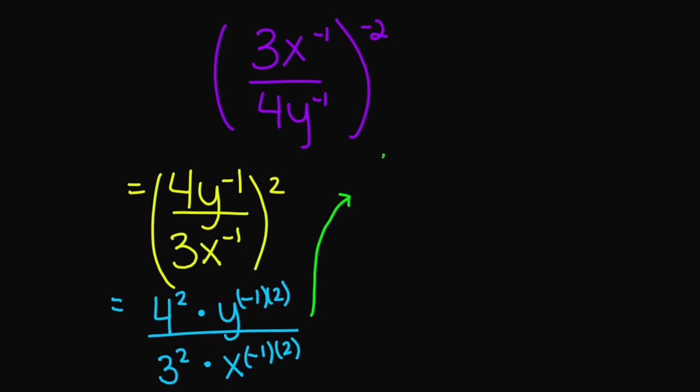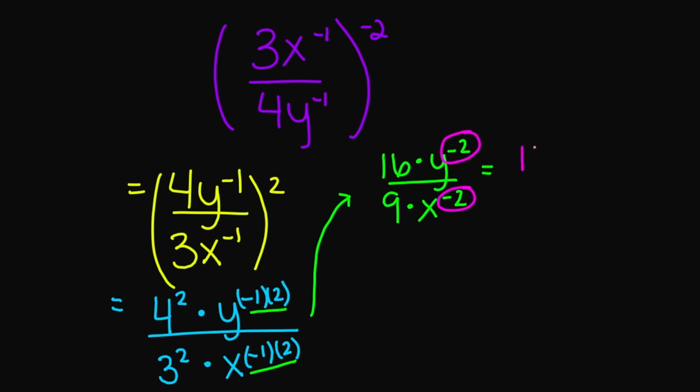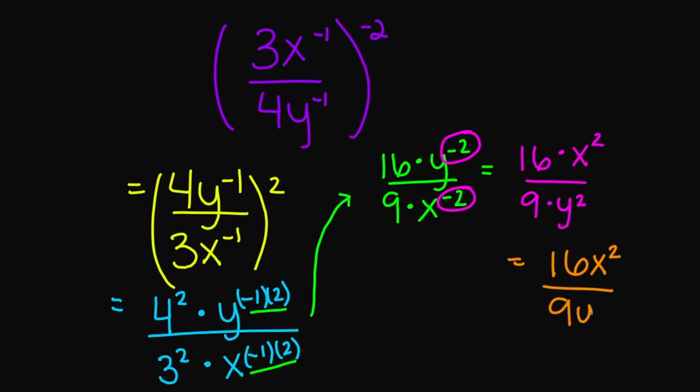4 squared is going to give me 16 times y to the negative 1 times 2, which is going to give me a negative 2, divided by 3 squared is 9 times x to the negative 1 times 2, which will also give me a negative 2. And since I have negative exponents, this is going to be 16 times x squared over 9 times y squared. In your numerator, you're going to get 16x squared over 9y squared. And this is your final answer.